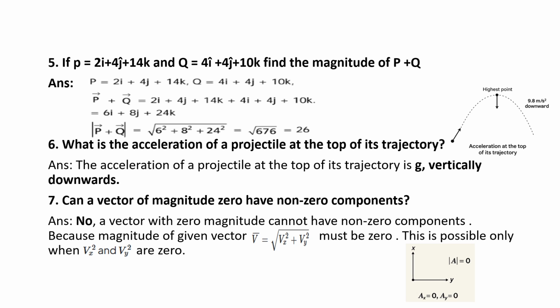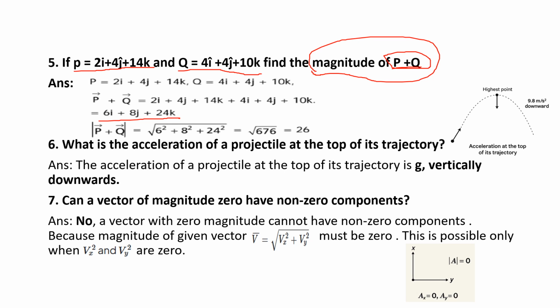So next question. If P is equal to 2i plus 4j plus 14k and Q is equal to 4i plus 4j plus 10k, find the magnitude of P plus Q. So they are asking to calculate the magnitude of P plus Q. First calculate the value of P plus Q. Just simply add these two vectors. 2i plus 4i is 6i, 4j plus 4j is 8j, and 14k plus 10k is 24k. So first add up those two vectors, which means P plus Q, and now we calculate the magnitude of that P plus Q.